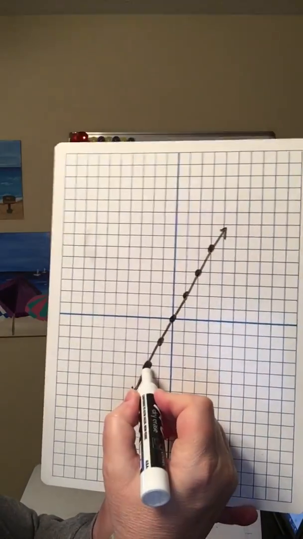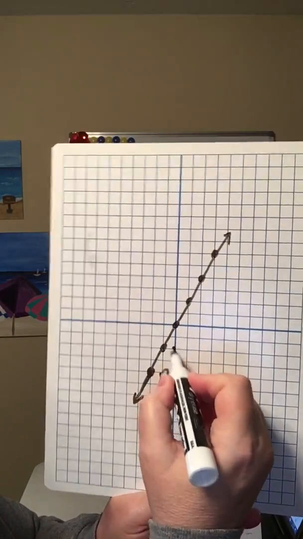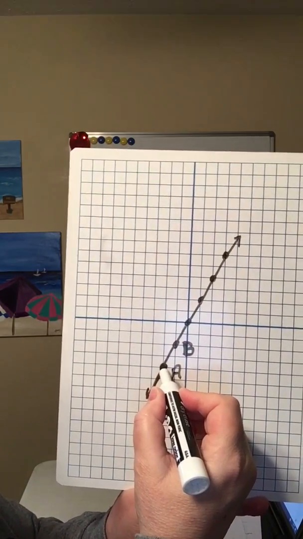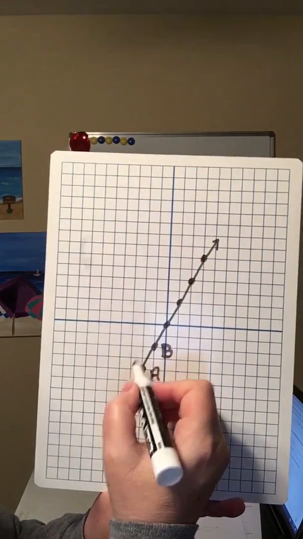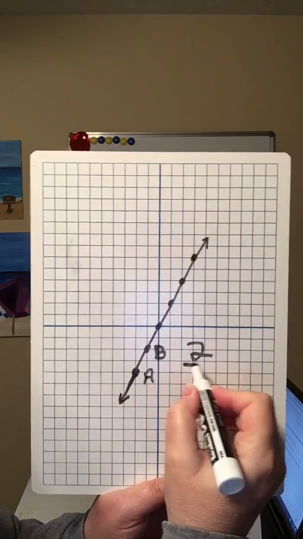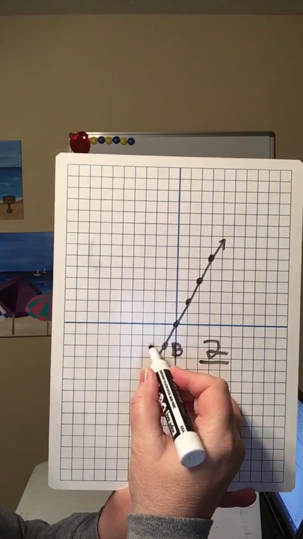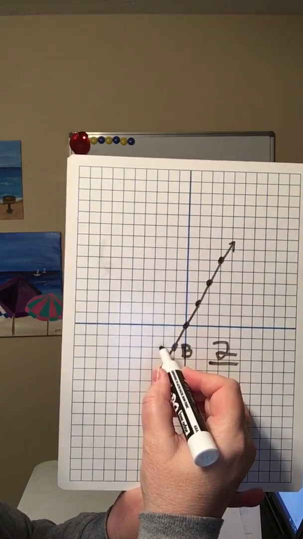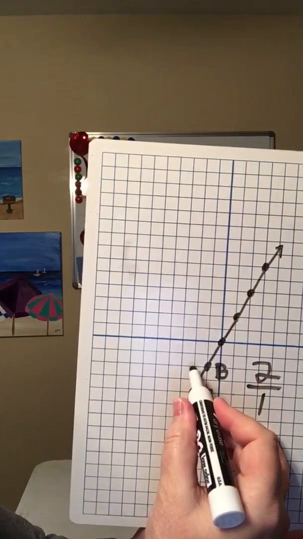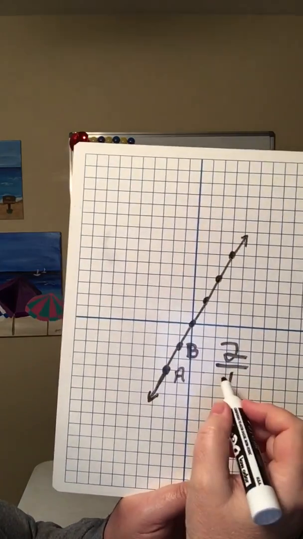So if I start at this point right here, let's call this point A, and we'll call this point B. If I start at point A, and I see how many I have to rise to get even with point B, I have to rise 1, 2. So I put down a 2. That's my rise. I'm going to put that over my run. My run is from here to here, 1. So I rise 2, I run 1. So I get 2 over 1.